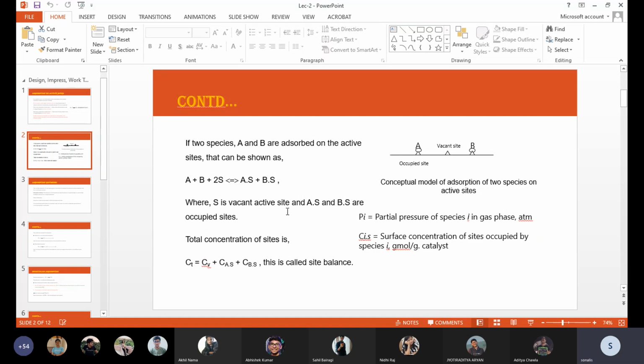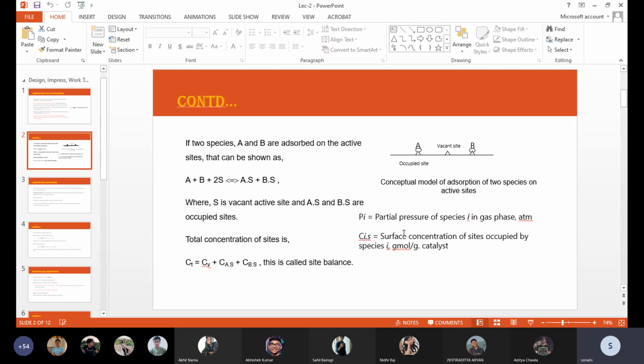Where S is the vacant active site, and A dot S and B dot S are occupied sites. Now, the total concentration of sites C_T is equal to C_V, where C_V is the vacant site concentration, plus C_A·S plus C_B·S. This is called the site balance. So we can equate the two sides. The total concentration of active sites is divided into vacant site concentration and occupied site concentration.